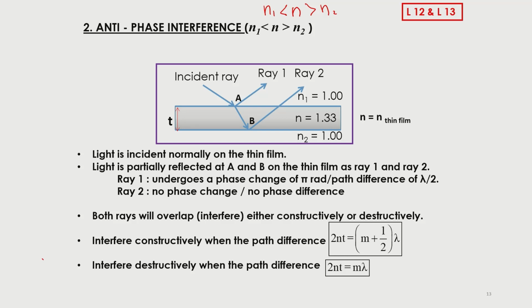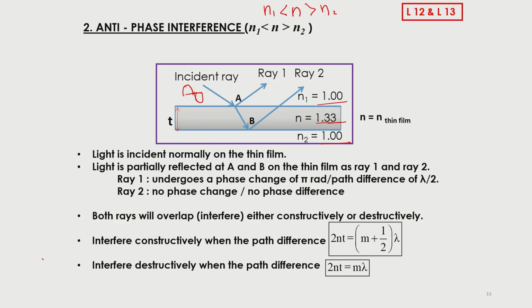But do ray 1 and ray 2 undergo a phase change or not? Okay, let's have a look. We know the refractive index for medium 1 is 1, the refractive index for the thin film is 1.33, and the refractive index for medium 2 is 1. Now let's look at ray 1. For example, the incident wave is positive, negative. What about the reflected wave? Does it have a phase change or not?